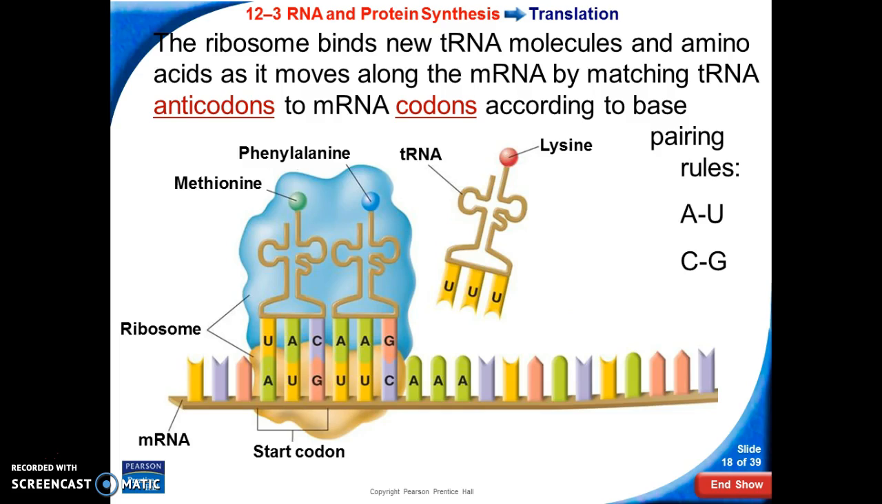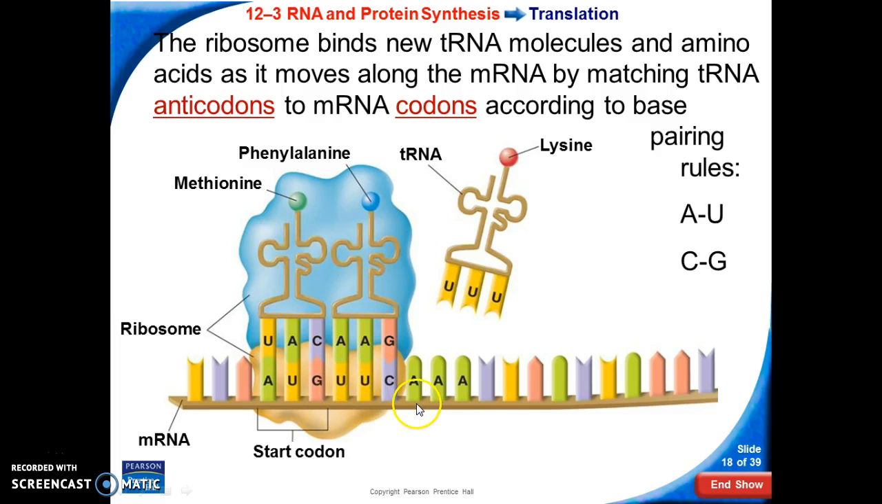The ribosome binds to new tRNA molecules and amino acid as it moves along the mRNA by matching tRNA anticodons to mRNA codons according to base pairing rules. So what happens is messenger RNA leaves the nucleus. It goes out into the cytoplasm to pair up with the ribosome. This big blue and tannish blob, that is the ribosome. The ribosome is going to bring tRNA over to connect the anticodon with the correct codon located on messenger RNA.